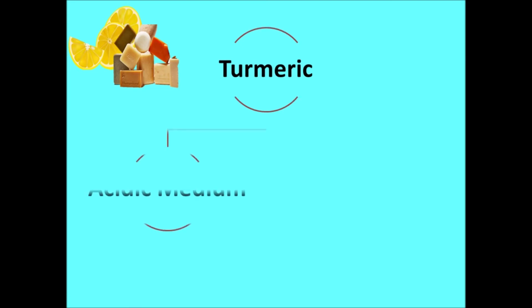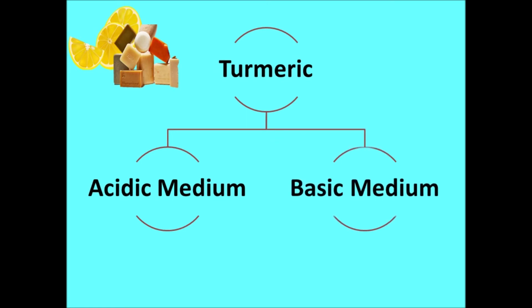Now let's look at an example of turmeric. Turmeric gives different color in acidic medium and basic medium. In acidic medium, it retains its characteristic color, which is yellow, whereas in basic medium, it turns red in color or reddish brown in color. So depending upon the color change, one can easily distinguish between an acid and a base.